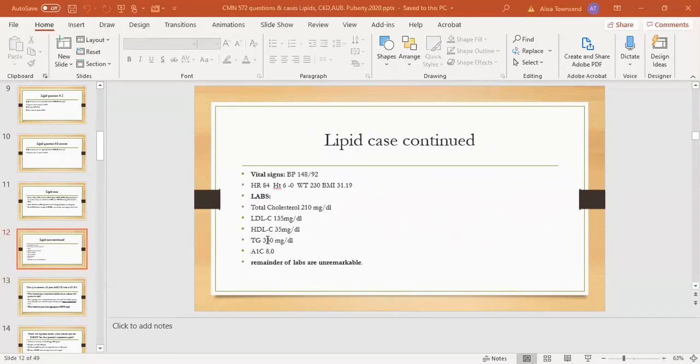All right. We have his vital signs, 148/92. His heart rate is 84. His height is 6 foot. He weighs 230. His BMI is 31.19. His total cholesterol is 210 milligrams per deciliter. His LDL-C is 135. His HDL is 35. Triglycerides are 330, and his A1C is 8.